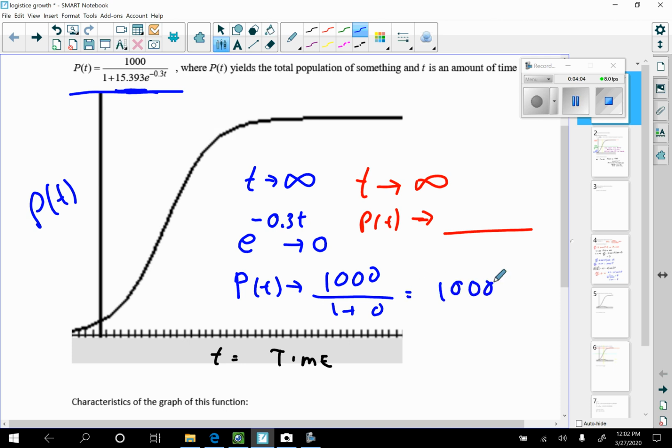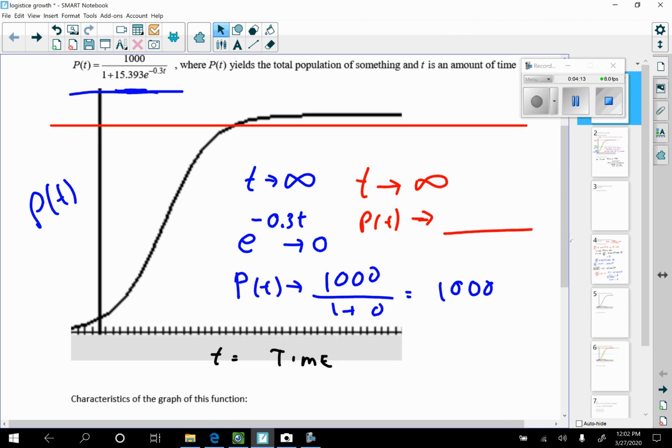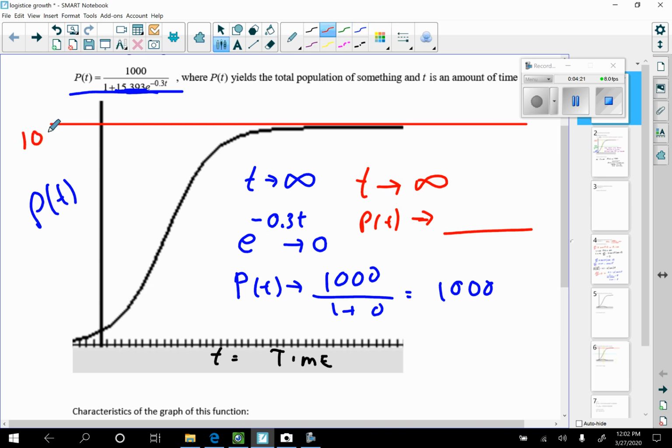So what does that tell me? That tells me then that this guy right here, I can draw a horizontal line right here, and I will. And that horizontal line, I need to grab the line. See, yeah, that horizontal line, that's going to be 1,000. So as t approaches infinity, the population approaches 1,000.